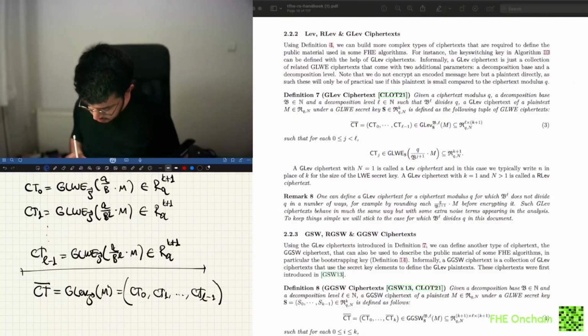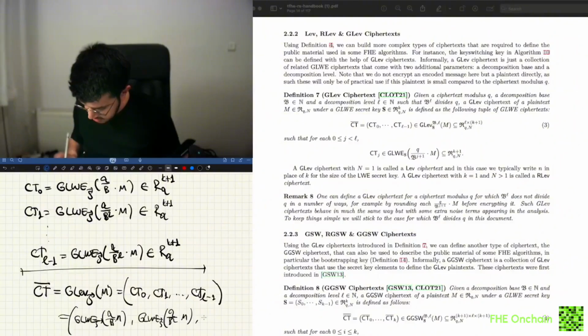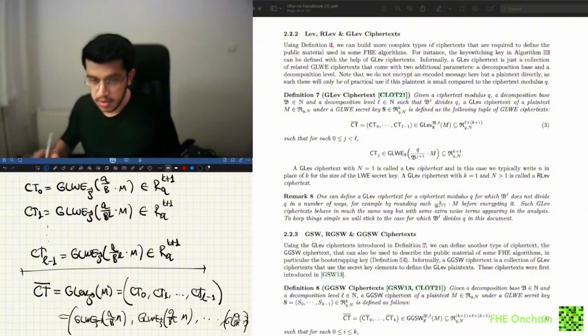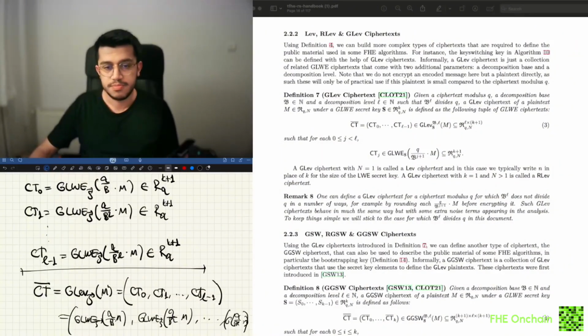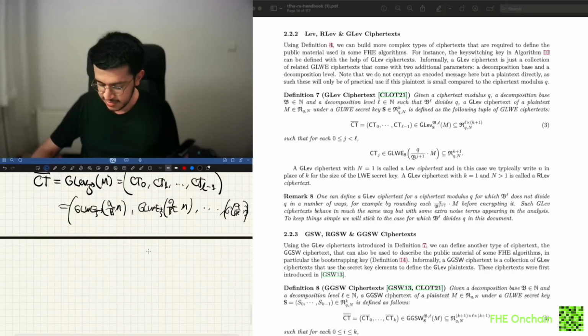And we can also write it in a form where the entries are expanded: GLWE under S of Q over B times M, GLWE under S of Q over B squared times M, and it will go until the final element, GLWE of Q over B to the L times M. Okay, I'm hoping it's more understandable now.